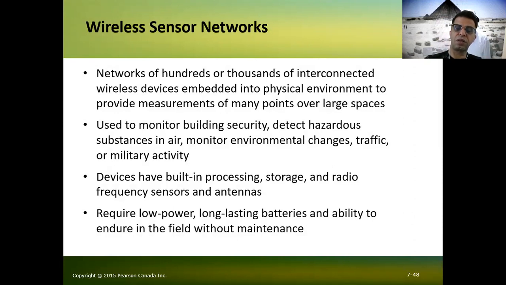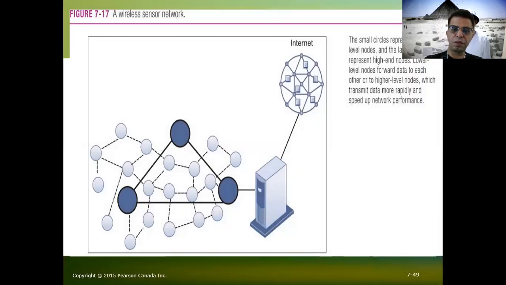It is used to monitor building security, detect hazardous substances in the air, and monitor environmental changes, traffic, and military activities. The devices have built-in processing, storage, and radio frequency sensors, and an antenna. They require low power, long-lasting batteries, and the ability to endure in the field without maintenance, like the ones in the door with the lights on it. It basically works like that. It sends signals around the area, and if that is interrupted, it notifies, either locally or via the internet. If you're passing there, the connection is disrupted and it will notify the server, and the server will notify over the internet if there is internet.